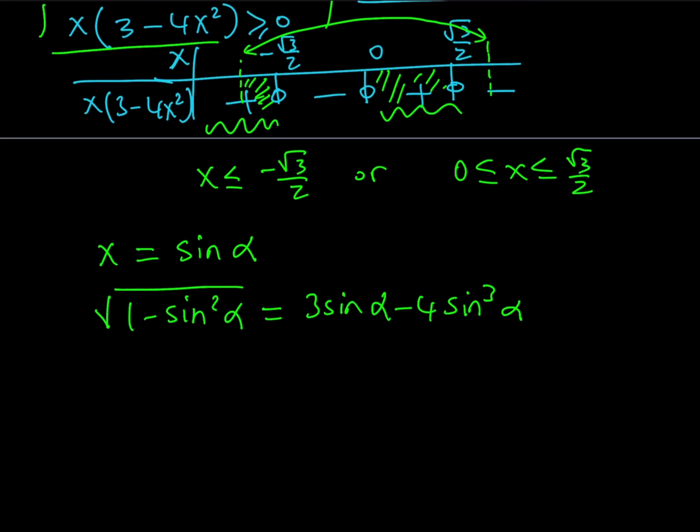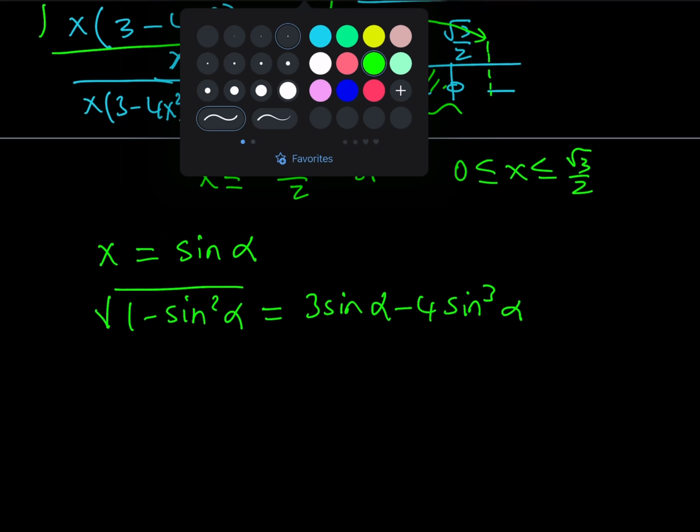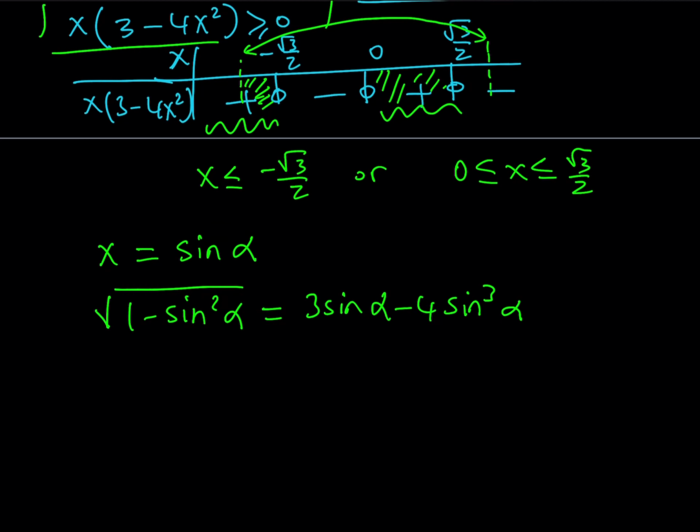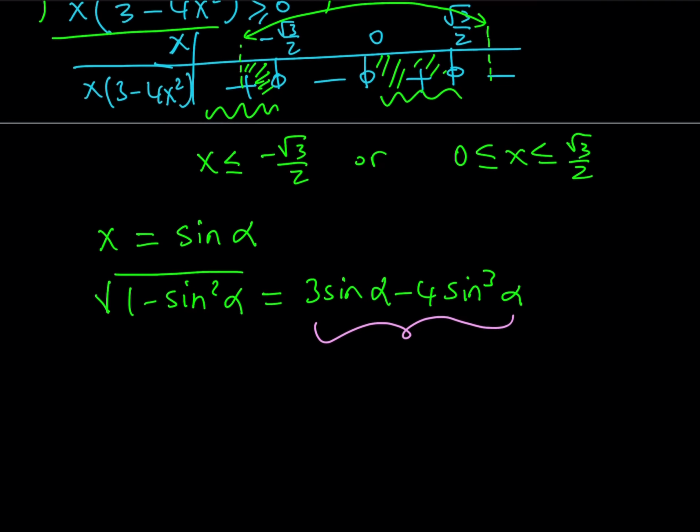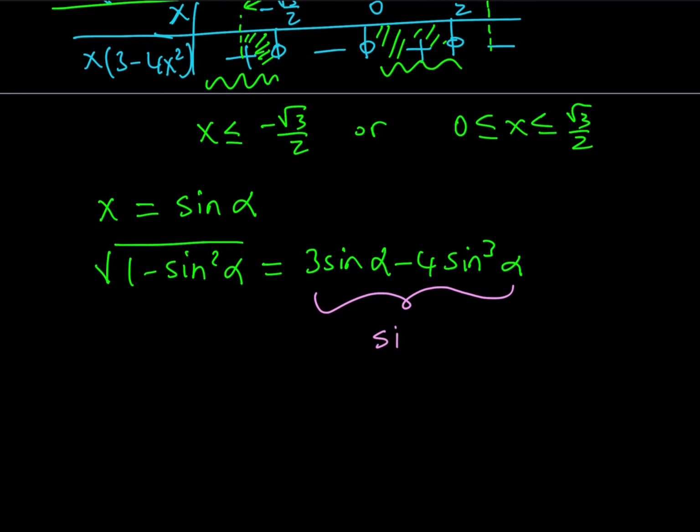Well, if you know your identities, and I think you should definitely know your identities if you're dealing with trigonometry or some radical equations like this one, notice that this is going to be something well known. It is equal to sine 3 alpha, the triple angle formula. You can easily prove this by writing sine of 2 alpha plus alpha and then using the formula, and so on and so forth.